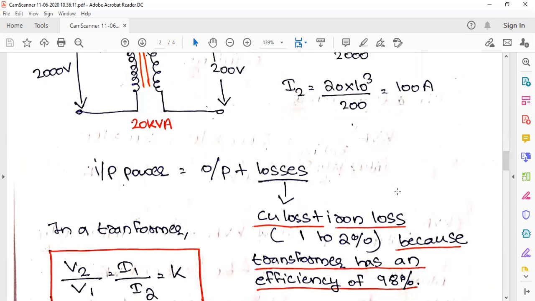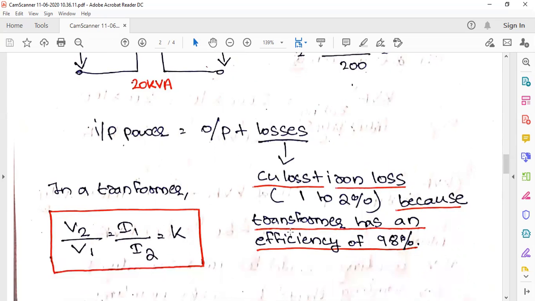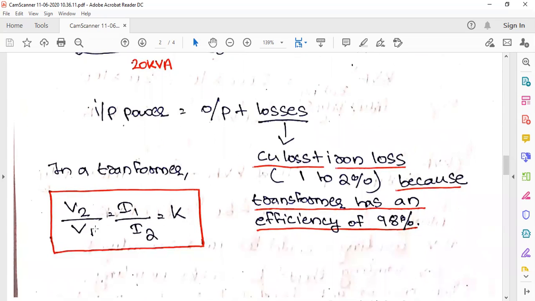Highly efficient machinery, because losses will account only for 1 to 2%. And you know the story of core losses, and you know the story of copper losses, and how you find that out, everything you know. Also, in a transformer, V2 by V1 is equal to I1 by I2 is equal to K.